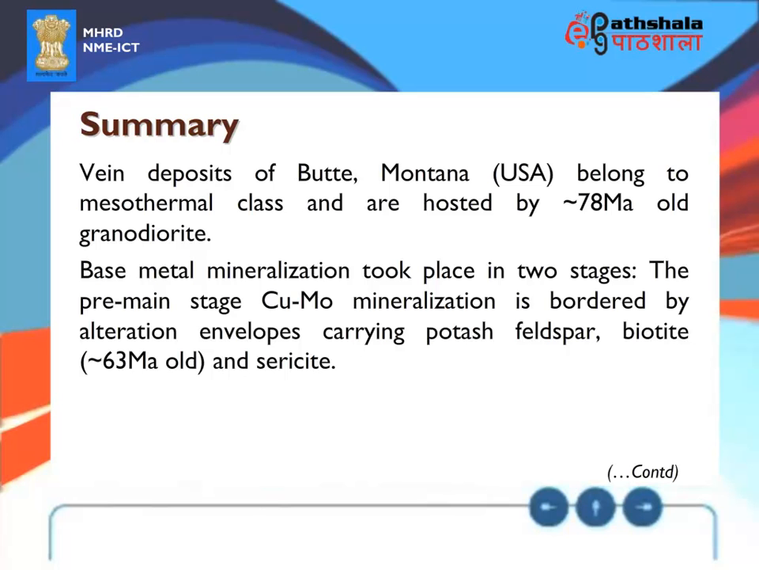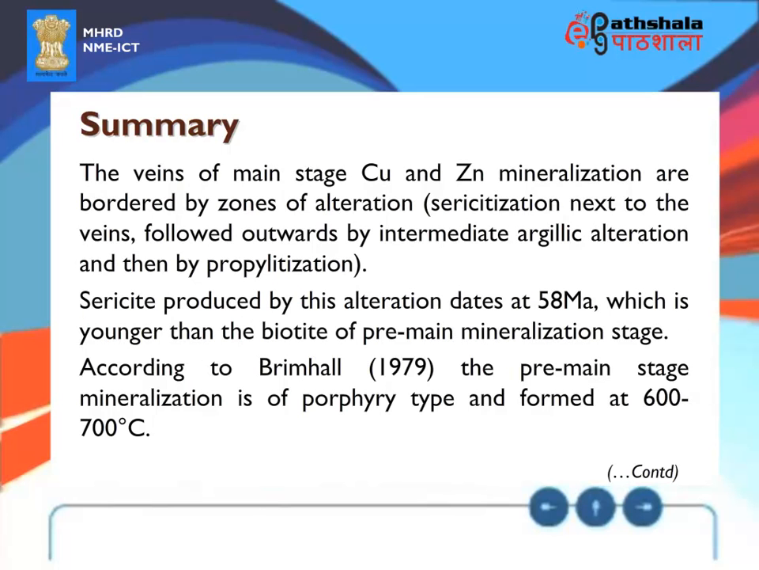and sericite. The veins of main stage copper and zinc mineralization are bordered by zones of alteration, sericitization next to the veins, followed outwards by intermediate argillic alteration and then by propylitization. Sericite produced by this alteration dates at 58 million years, which is younger than the biotite of pre-main mineralization stage.